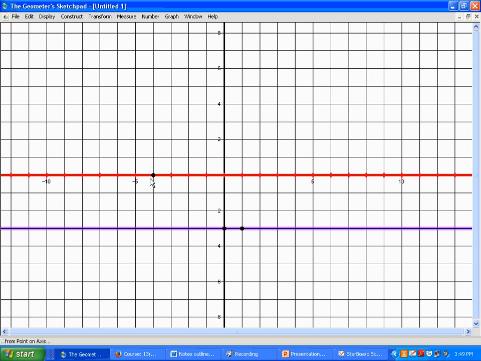This means the line is completely horizontal on the graph. It might be helpful to note that every single point on this line has a y-coordinate of negative 3. This point right here is (1, -3). This point right here is (2, -3). This point way over here is (5, -3). Every point on this linear equation has a y value of negative 3.